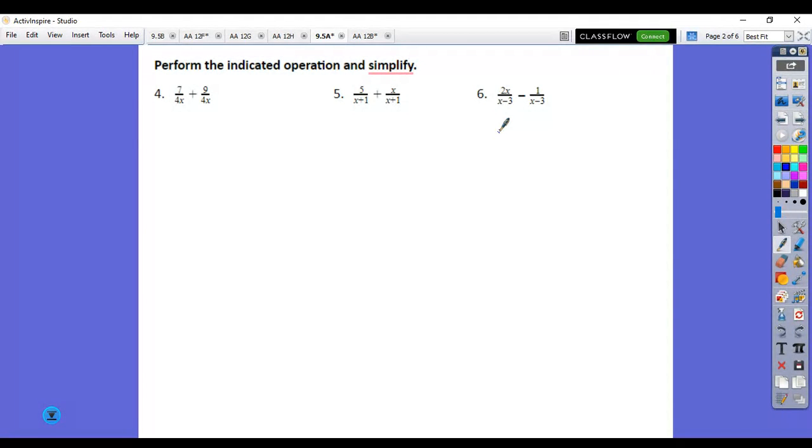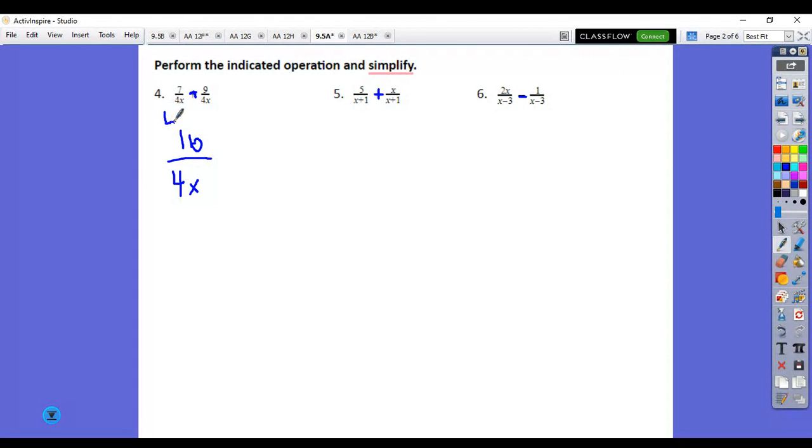Okay, so I started out with some easy ones. In order to add or subtract, you need a common denominator. So these are all add or subtract, and they all have a common denominator. So once you have a common denominator, add the numerator. 7 plus 9 is 16, all over the common denominator of 4x.